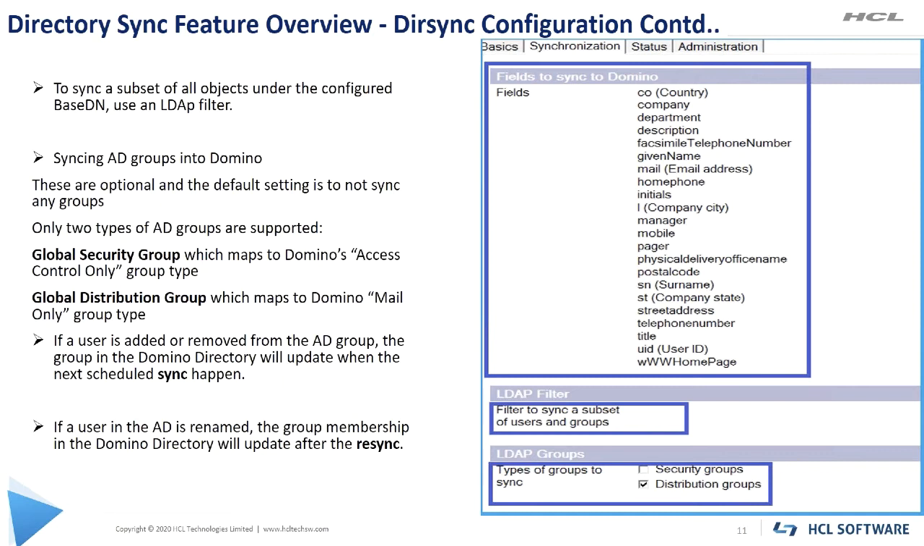Now moving to the group part. If you want to synchronize the group, select the type of group to synchronize. By default, this option is not selected. Only two types of Active Directory group are currently supported.